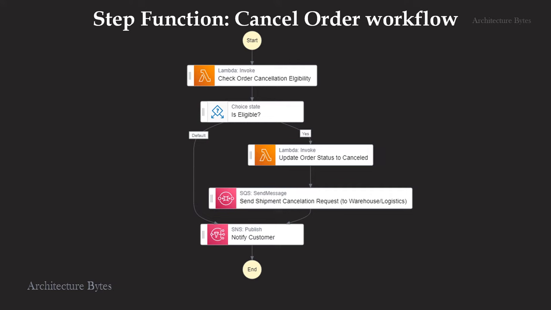Here's what the cancel order AWS Step Function looks like. As a first step, the order is checked for cancellation eligibility. For example, an order that is already in transit cannot be cancelled, and so on. If it is eligible to be cancelled, then order status is set to cancelled, and then a shipment cancellation request is sent via SQS to warehouse and logistics systems. As a last step, the customer is notified about the action taken on the order.